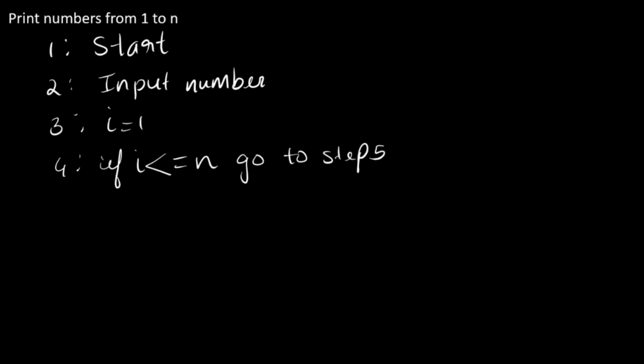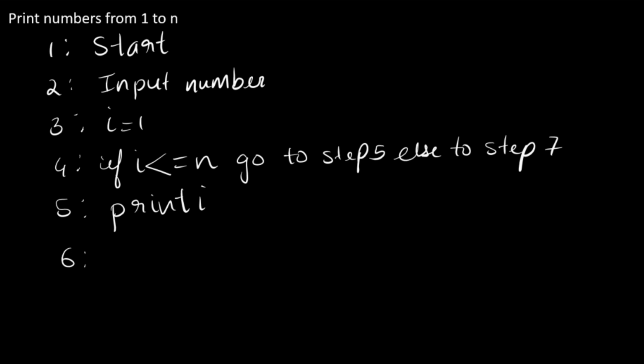Or even the other way can be done. You can first write here print and then change it to the other way. So go to step 5, else go to the last step, which is supposed to be stop. Now we have to print the statement. The next step is to increment it, which is I is equal to I plus 1. And the last step is to stop.